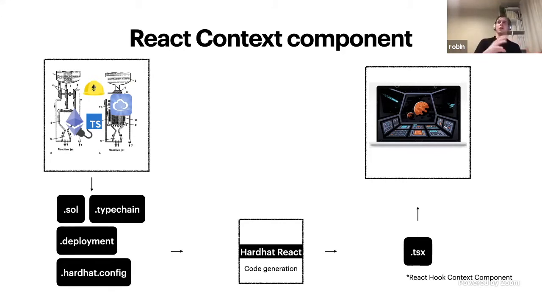So we just take all of that and generate code to make our React context, which you can just use in your front end. So you don't have to think so much about all of this. You can just add the plugin and do it, and then you get the context ready.